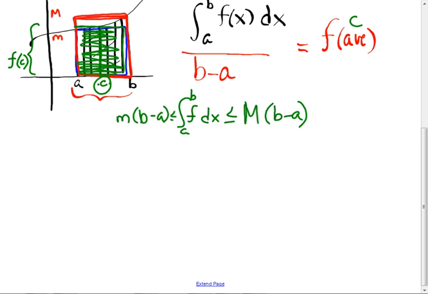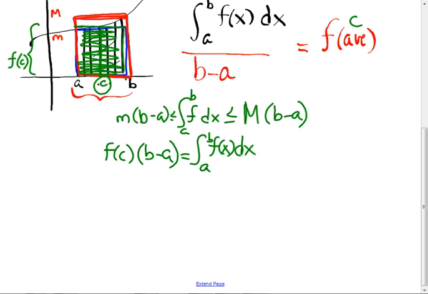I'm saying that the area is going to be trapped between the minimum value of the function and the max times that width. That means somewhere, if this is 10 and that's 20, my average area has to be somewhere between 10 and 20. So it's F of C times the width of that interval, B minus A, exactly equal to this, provided it's a continuous function. If it's not continuous, all bets are off.